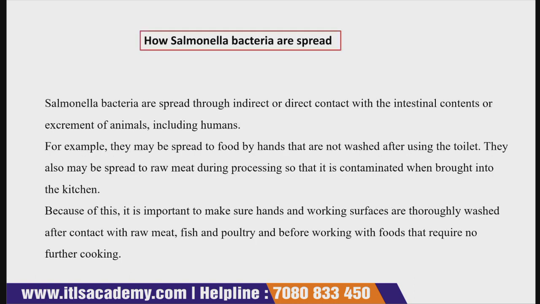Now the question arises: how do Salmonella bacteria spread? Salmonella bacteria are spread through direct or indirect contact with the intestinal content or excrement of animals, including humans. Basically, Salmonella bacteria are spread through direct or indirect contact with the intestinal content, because they come into the intestine, where they grow and multiply.